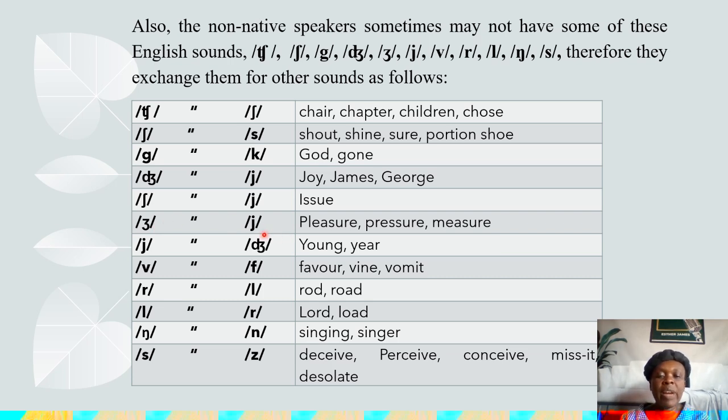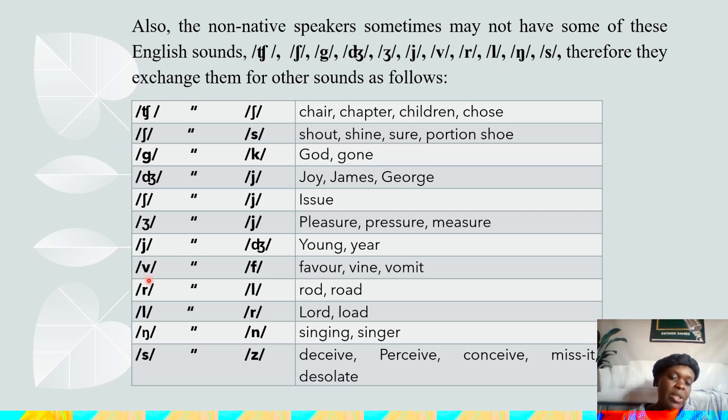So people that don't have it exchange it for y, and they say player instead of pleasure. They say prayer instead of pressure. They say mayor instead of measure. And the y sound, people exchange it for j. They say John instead of young. I saw the young man here. So it's young and not John. We have ye and not j. Okay?